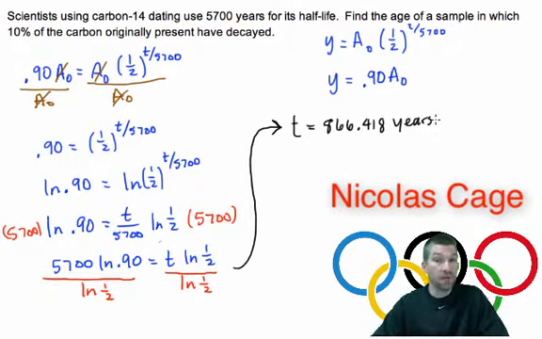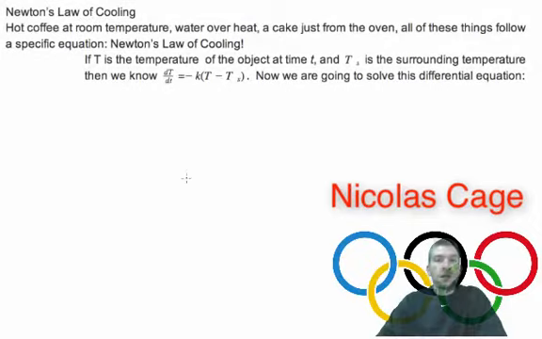It just cancels out. It goes away algebraically. Okay, so there you go. Carbon-14 dating. All right, let's look at a pretty interesting law now called Newton's law of cooling.